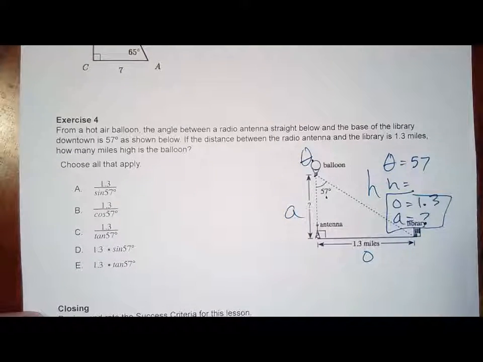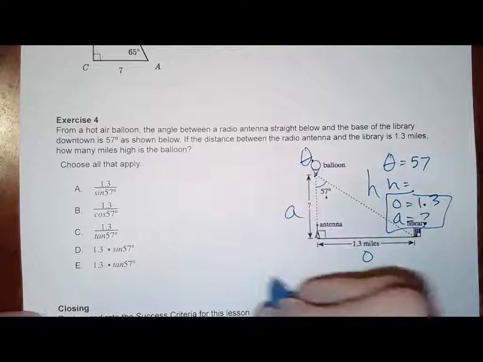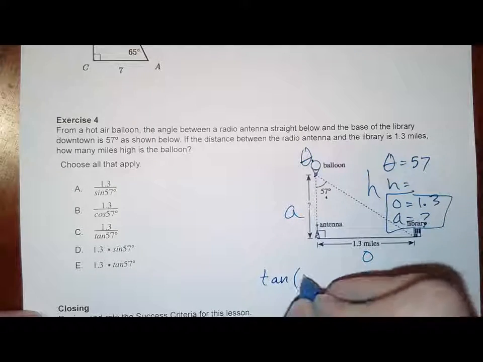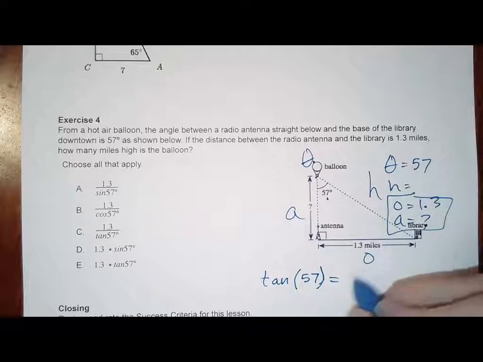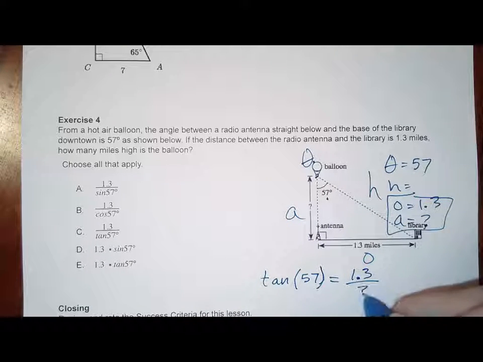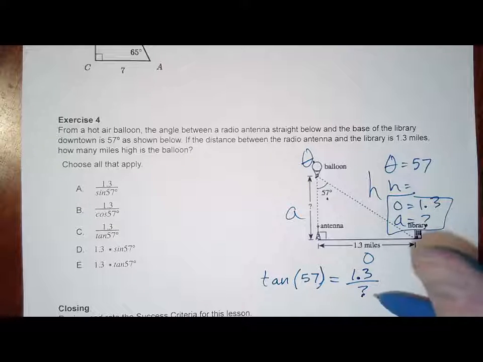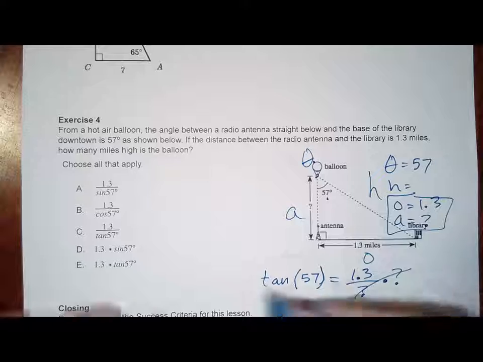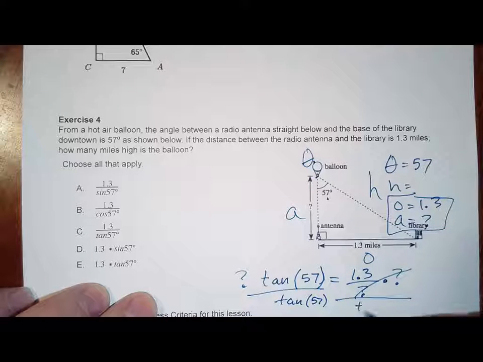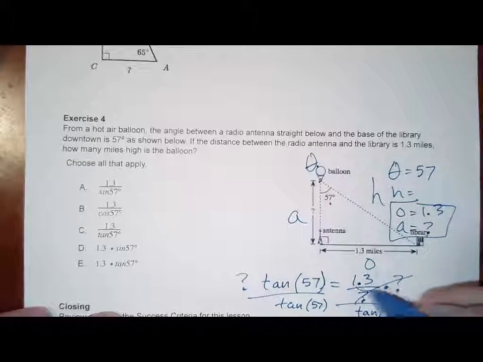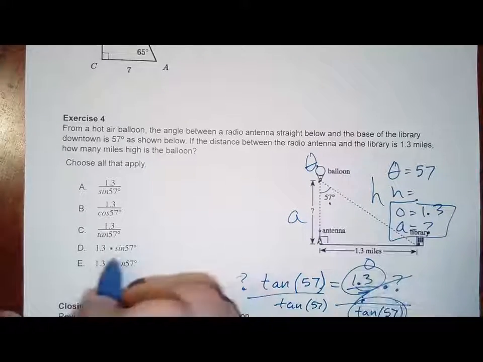It's OA, so that means tangent. Fill in the blank. Oh no, we have an unknown symbol, a question mark on the bottom of the fraction. So let's multiply both sides by the question mark. And then divide both sides by the tangent of 57. It's 2 steps that I'm rolling into one space. But if I rewrite it, I get 1.3 over tangent 57.